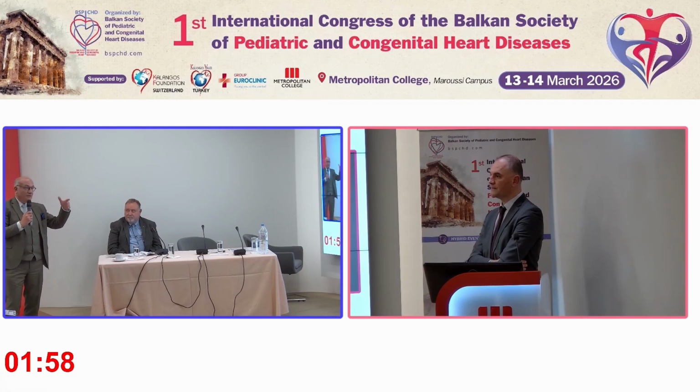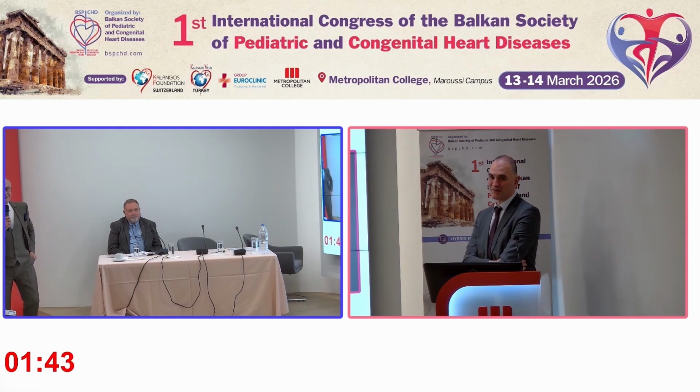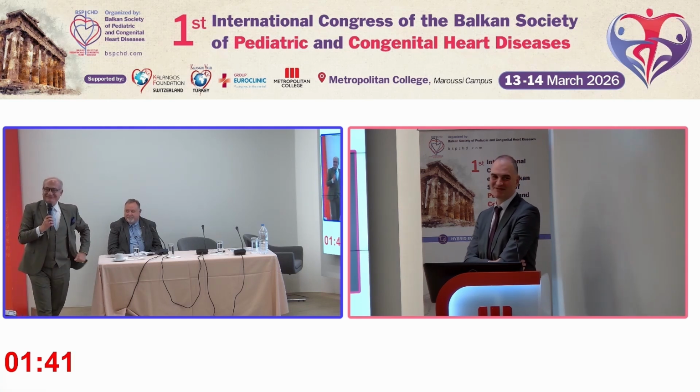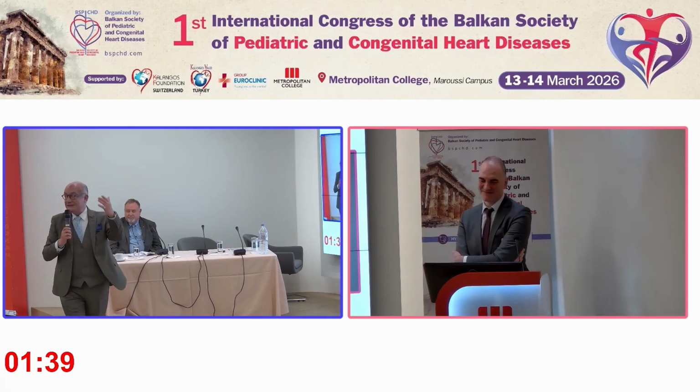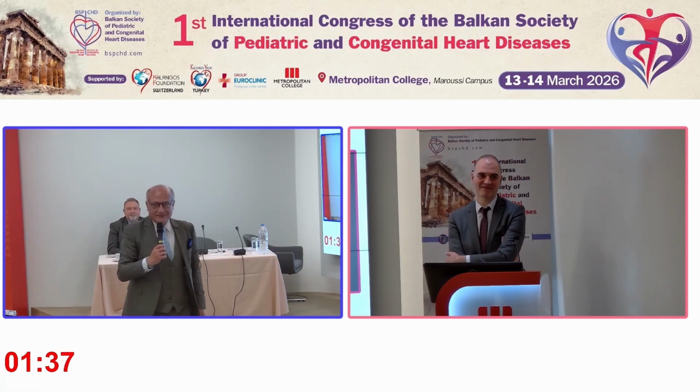For example, a child of 5 years old with a functional bicuspid valve, the diameter of the ascending aorta is 3.5. Do you intervene or not? This question is for the whole audience. And what is the cutoff Z value then?